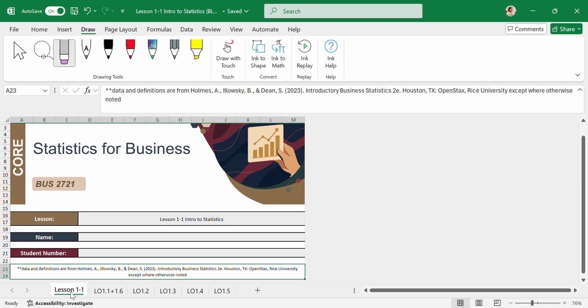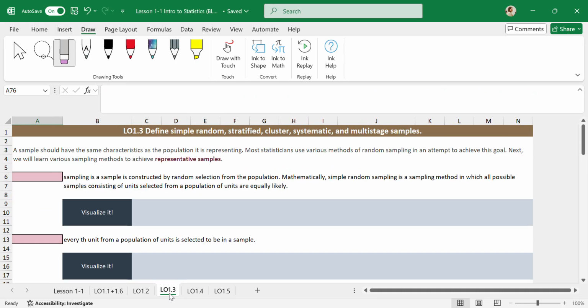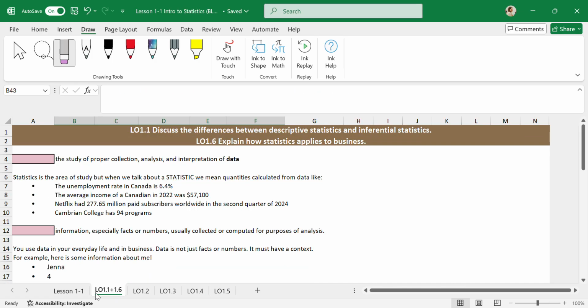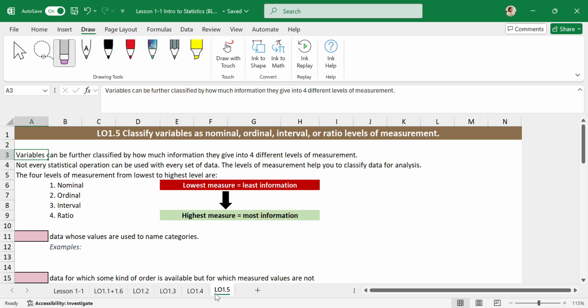After the first sheet of the workbook that has the header image and name of the lesson, there will be sheets for all of the learning objectives that we're covering that day. So you can see here that we're going to cover learning objective 1.1 all the way to learning objective 1.6. So in the first sheet, we're actually going to talk about both learning objective 1.1 and learning objective 1.6, and then we'll work our way through 1.2, 1.3, 1.4, and 1.5.